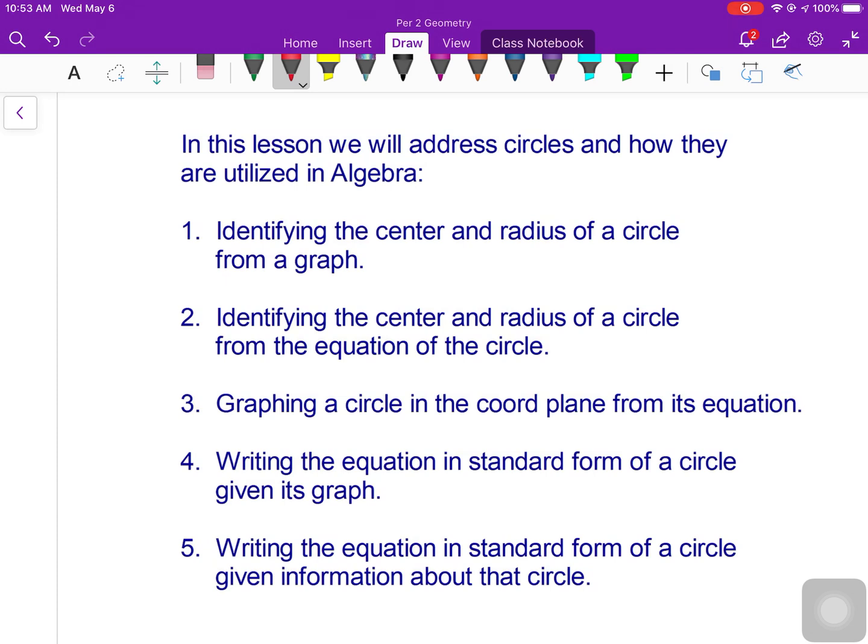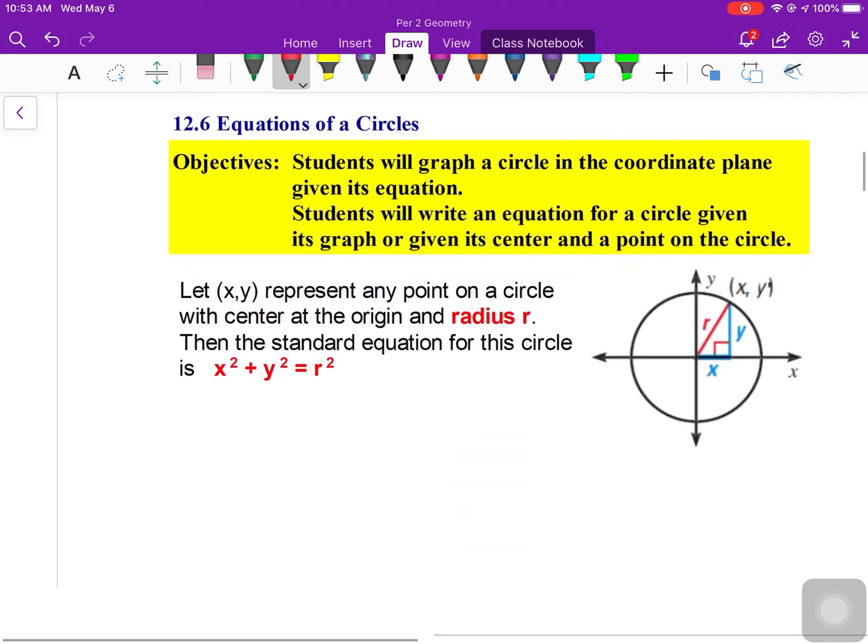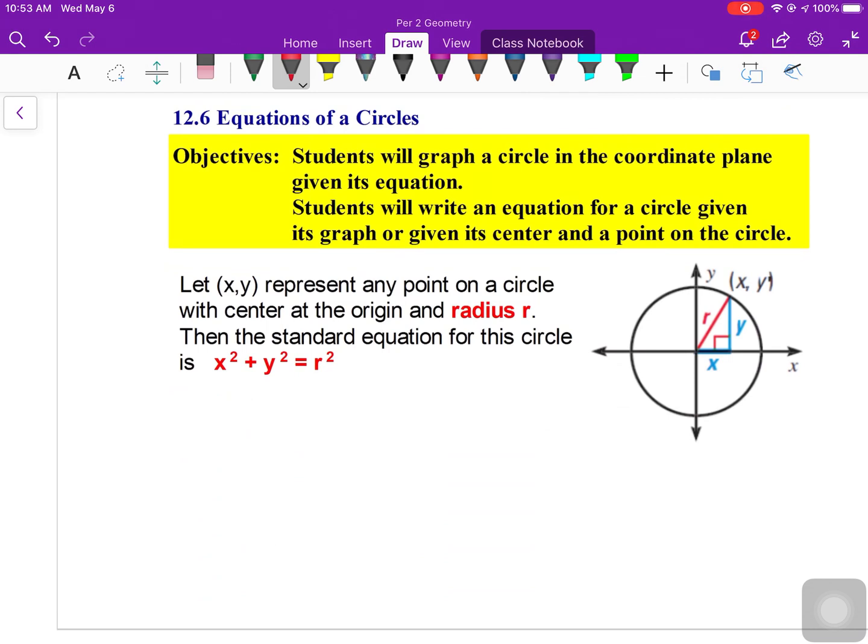We're going to identify the center and radius of a circle from the equation of a circle in what's called standard form. We're going to graph a circle in the coordinate plane from its equation. And then we're going to write the equation in standard form of a circle when they give us the graph, or write the equation of a circle when they give us some information about the circle. So this is going to be connecting geometry to algebra.